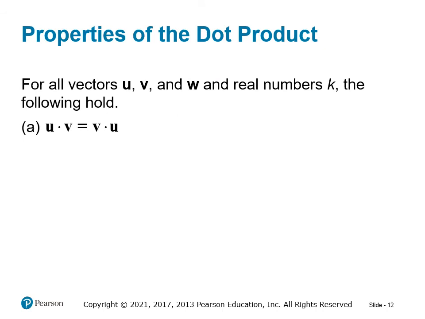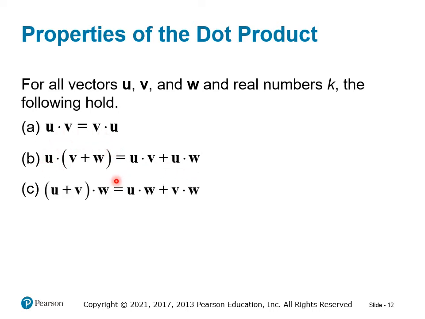Okay? And what are some properties? Dot product works pretty much like all other multiplication. It is commutative. It doesn't matter the order that you put them in. It is distributive. So if I have u times (v plus w), it's uv plus uw. It's commutative again. It doesn't matter the order.